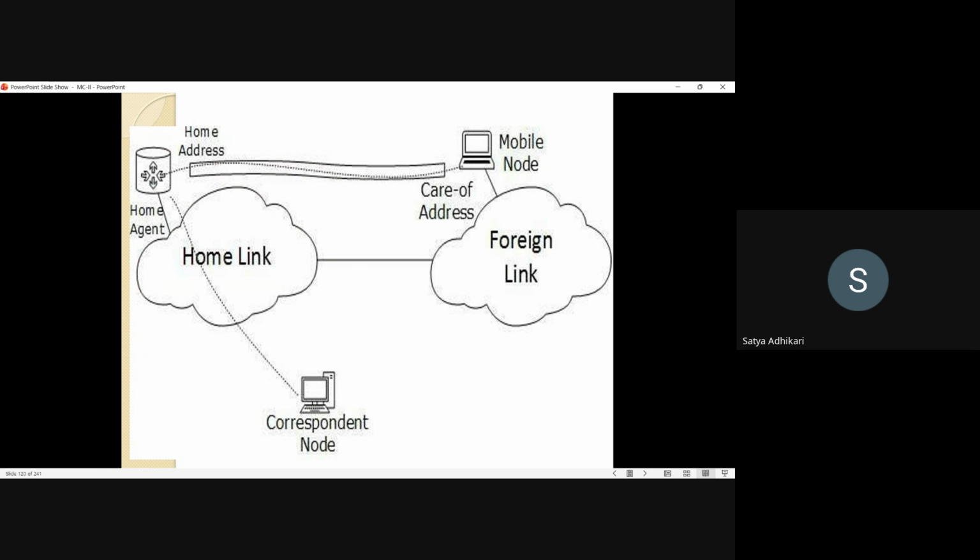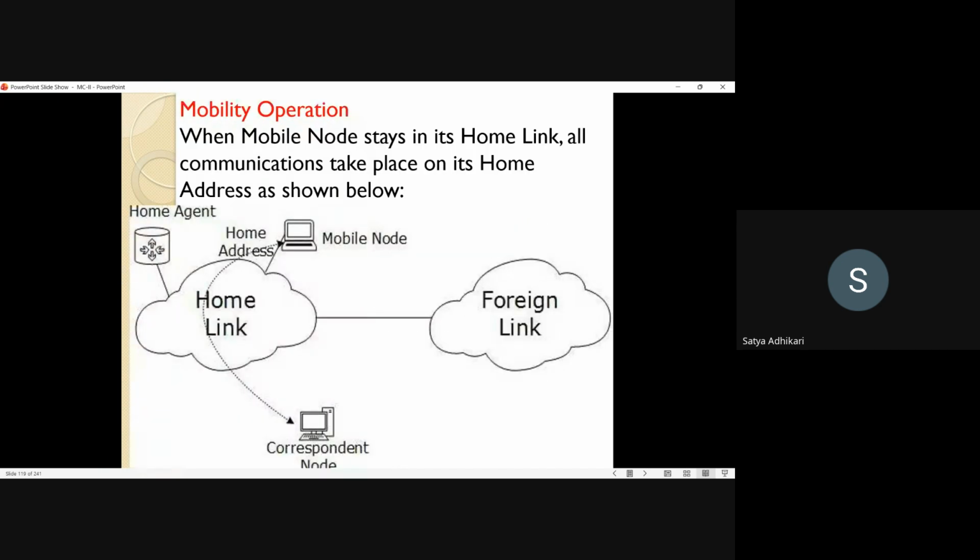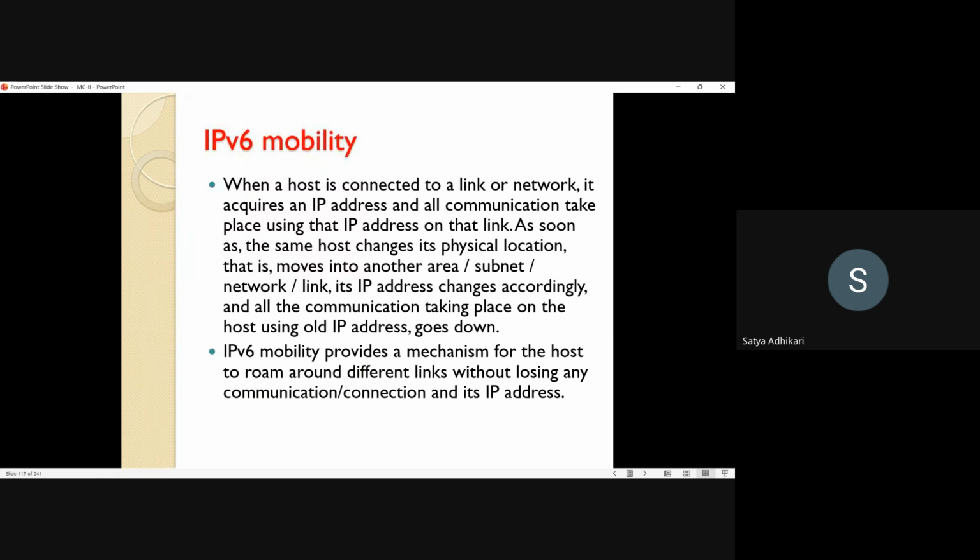So this is the working principle of IPv6. This is the IPv6 mobility, and you may make short notes on IPv6 mobility. I saw in the previous papers that IPv6 mobility was asked several times: what is IPv6 mobility and what are its features. These protocols, that is Cellular IP, Mobile IP and IPv6, are used for a mobile device to communicate.